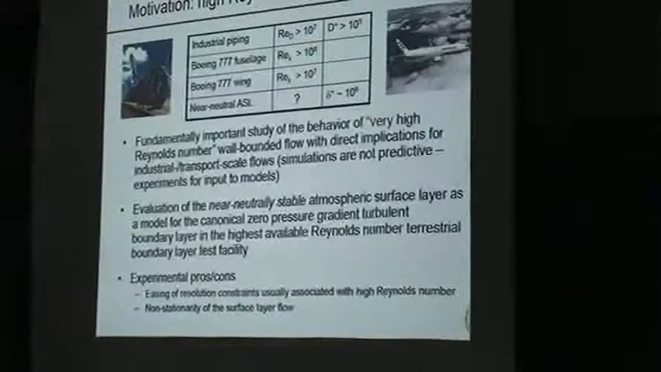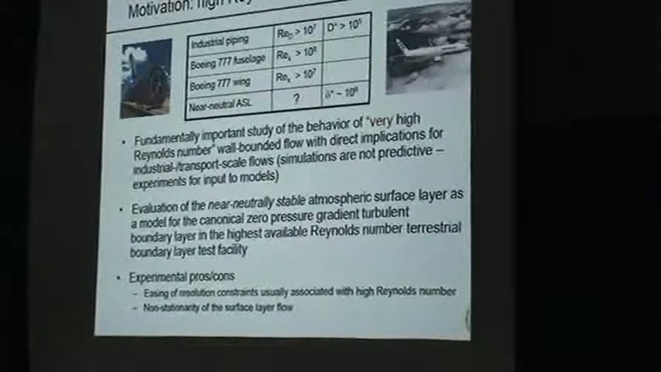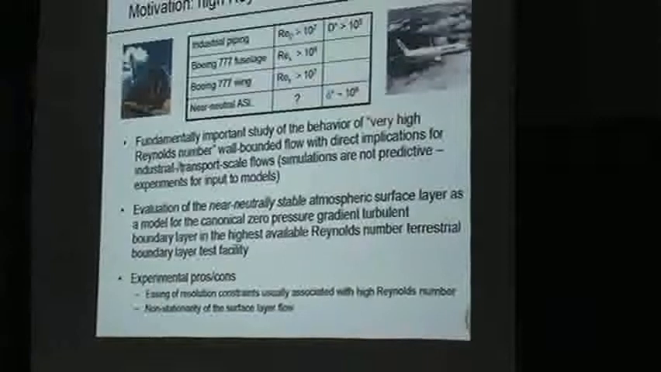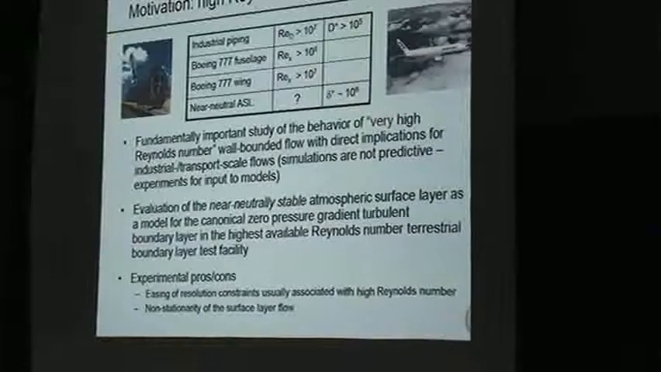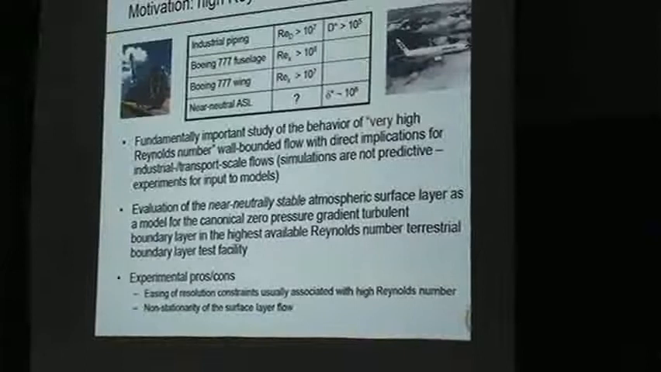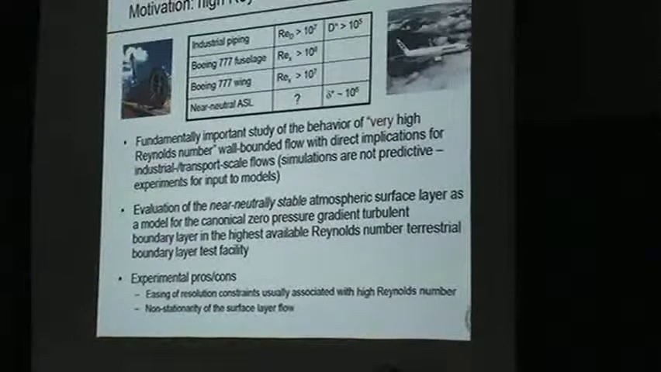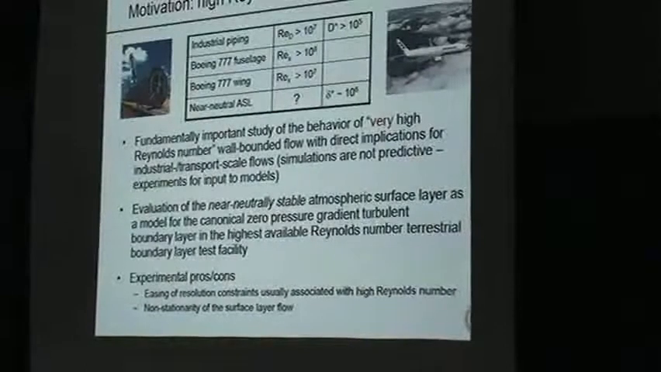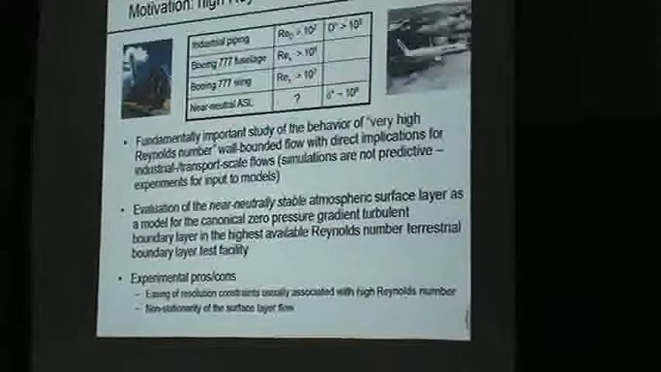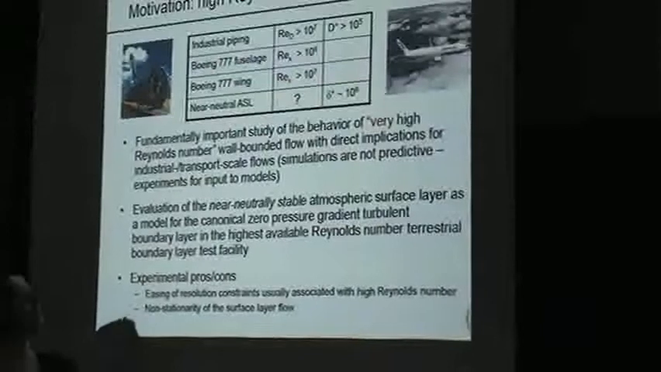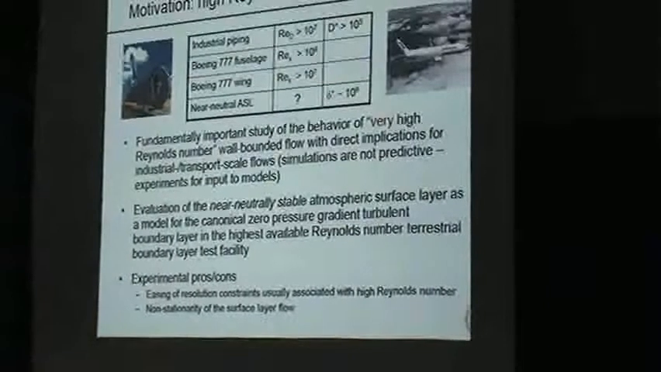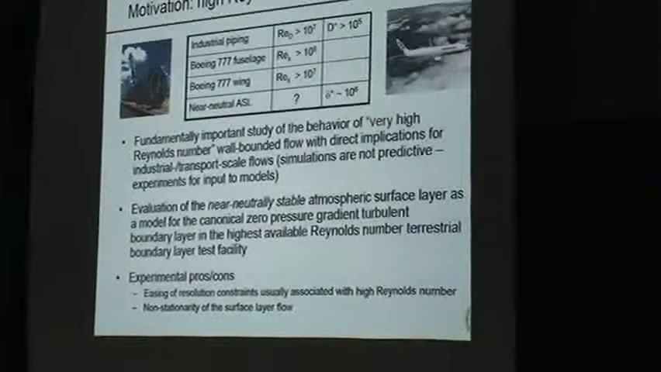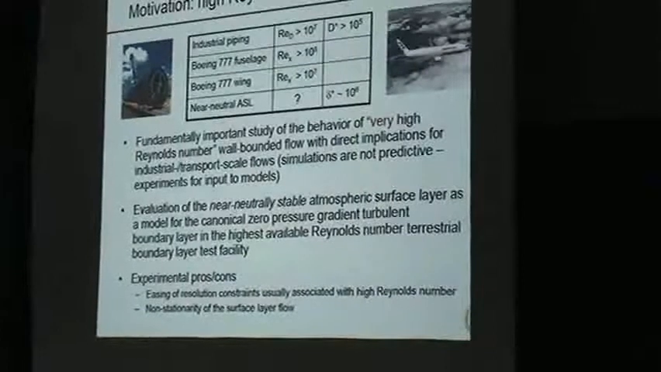Boeing 777 on the right there, Reynolds number based on x, order of 10 to the 8. 777 wing, 10 to the 7. What's the Re x in the surface layer? Where's the origin of the planetary bound layer? Okay, so that's the first question. We don't know the answer to that. Delta plus is of the order of 10 to the 6. And Re theta is about, depending on the conditions, about 5 times 10 to the 6.